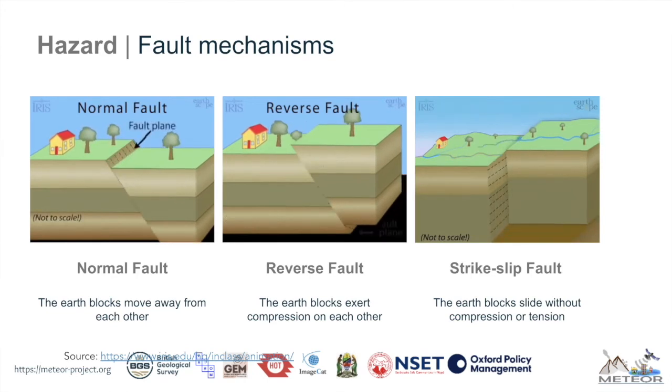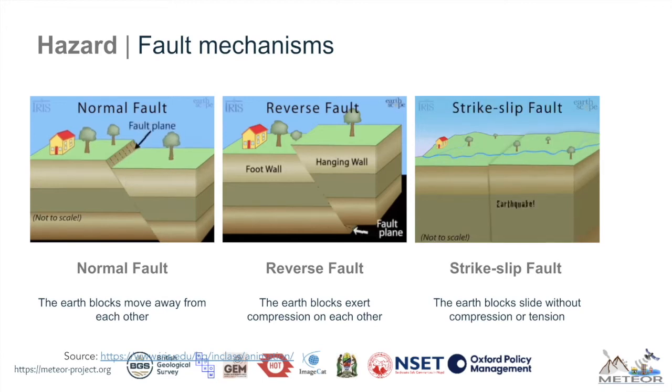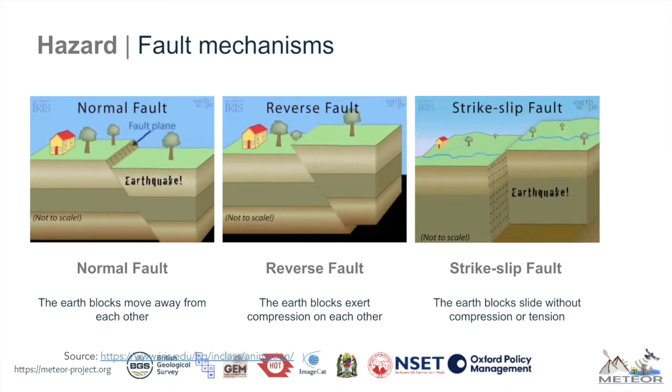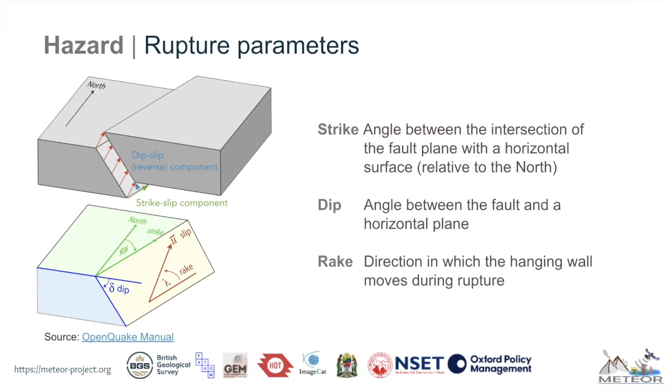If the movement is horizontal, then it is referred to as a strike-slip movement. Depending on the direction, it might be called a right lateral or a left lateral fault. Some of the important geometric parameters of a rupture are the strike, dip, and rake.